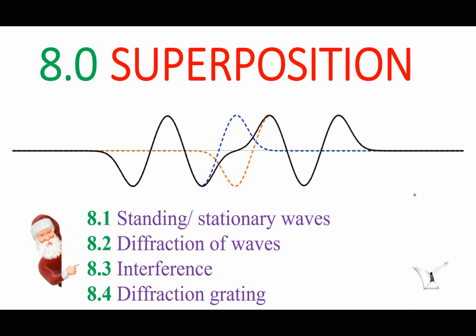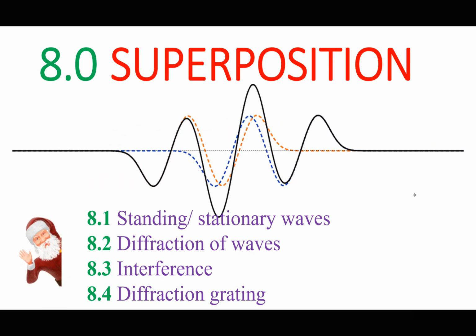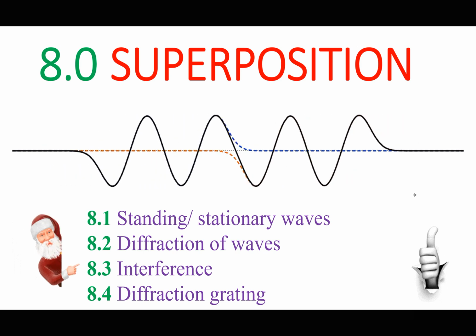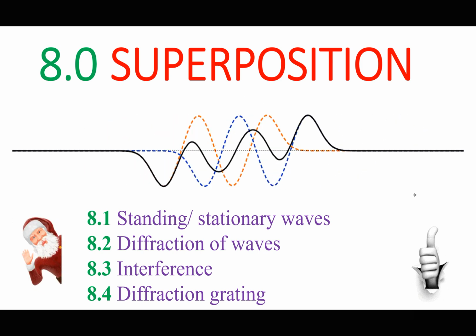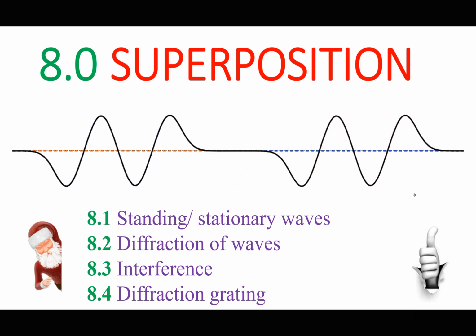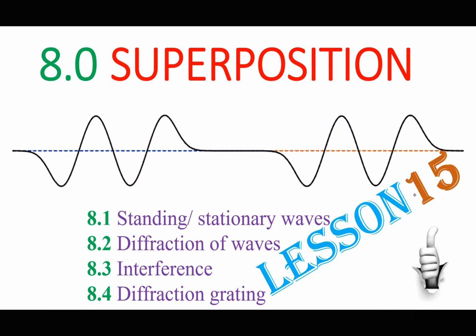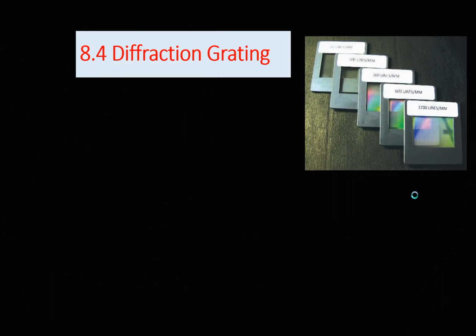Remember in lesson 13 and 14, we talked about Young's double slit experiment, where in lesson 14 basically we concentrated on Young's double slit equation. So in lesson 15 we are going to concentrate on the diffraction grating and the concepts around diffraction grating. Okay, so let's go. So this is going to be 8.4 diffraction grating, but it depends on how your teacher structured his teaching style. So it may not always be the same style.